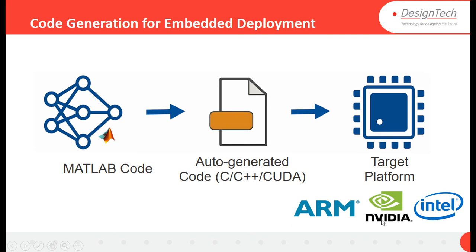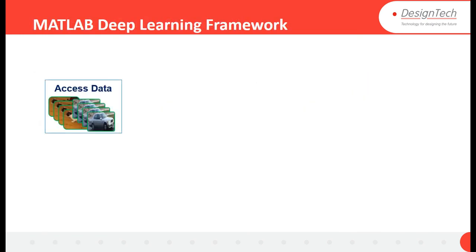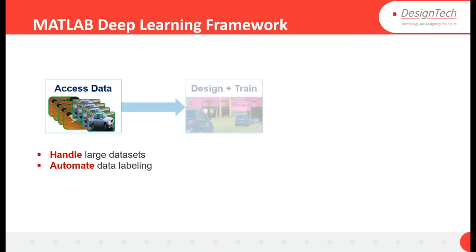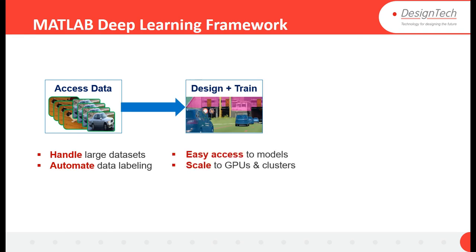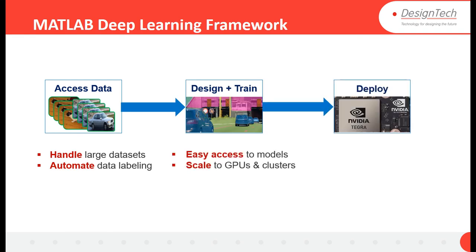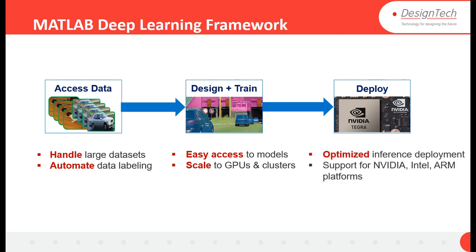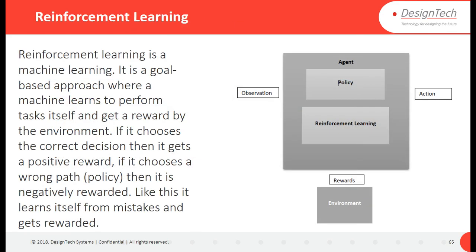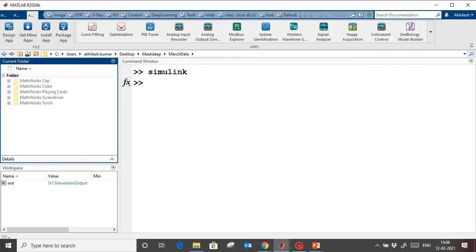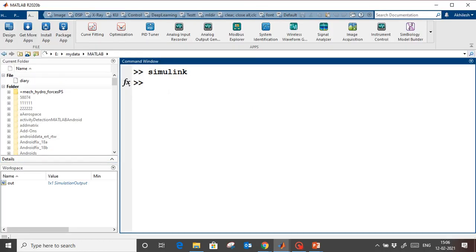Either you have an ARM or a GPU or an Intel processor, for real-time applications in the real world. So MATLAB deep learning works like this: you access the data, design and train the model, training on the GPU is supported, and deploy on hardware. And further, if you want, you can optimize that also. Before that, let me show you how we do this kind of processing. I will take 1 or 2 minutes only.